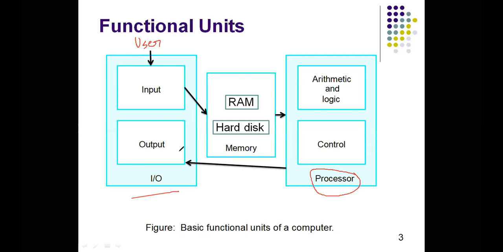According to your need, if you want to store my output in memory, you have to send that data here again. If you think you are going to store it for future use, you can store data or information inside the hard disk. Is it clear to you how my computer basically works?